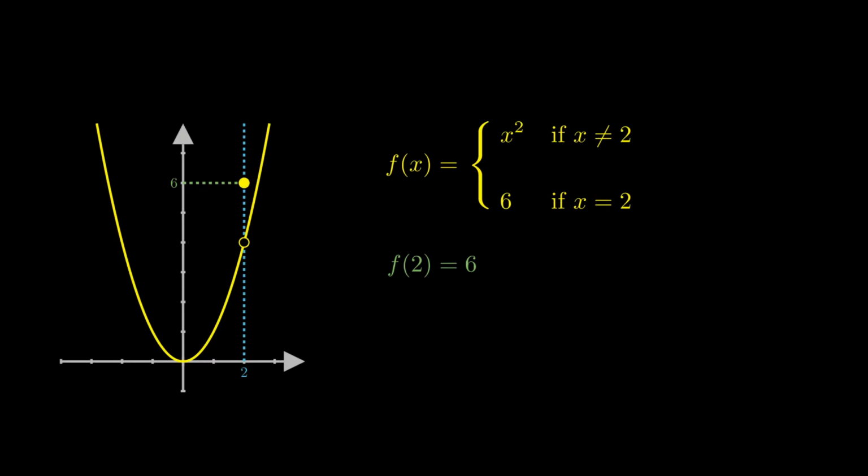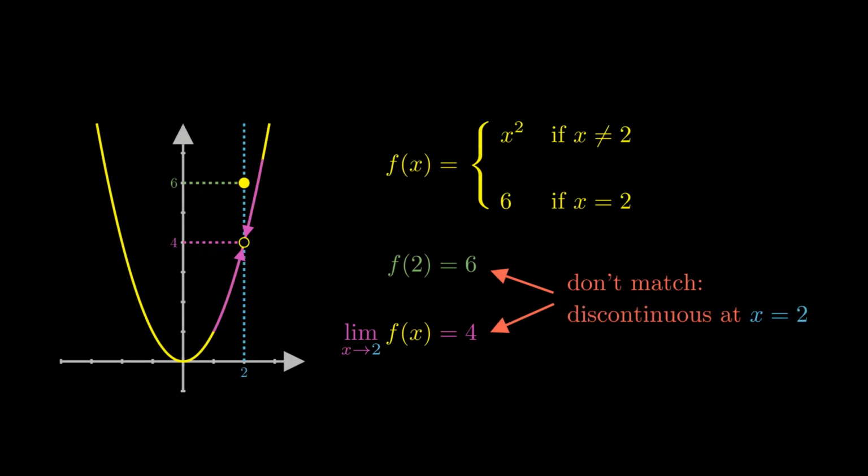So to get the limit, we should be thinking about sliding towards x equals 2 from both directions and seeing what the y value approaches. And here you see that these pink arrows are sliding towards the hole, towards the y value of 4. So we'd have that the limit as x goes to 2 of f of x is 4. And so because this limit value of 4 disagrees with the function value of 6, because they don't equal each other, we'd say that this function is not continuous, it's discontinuous at x equals 2.